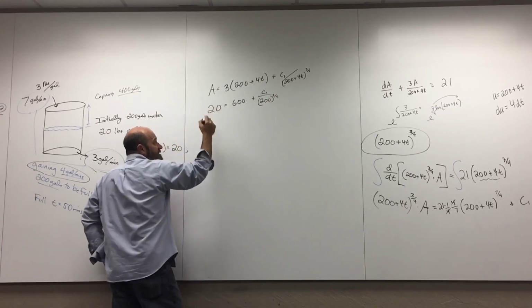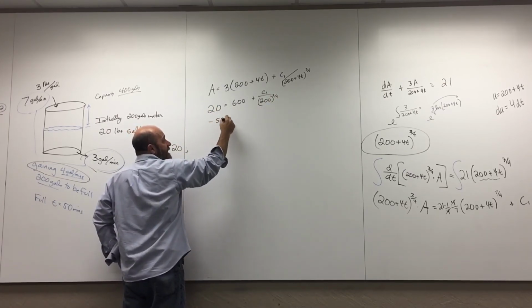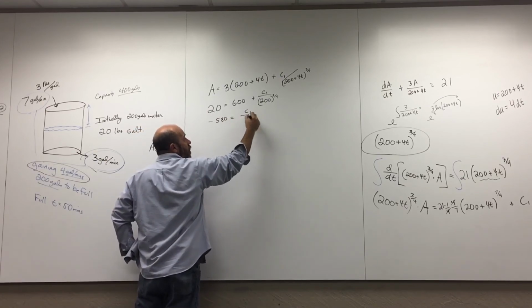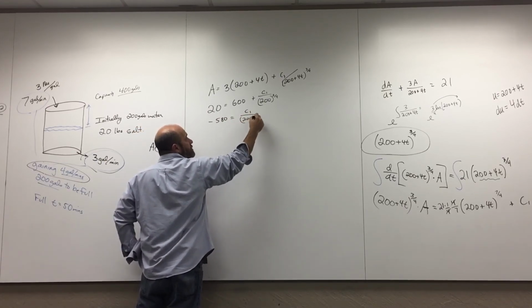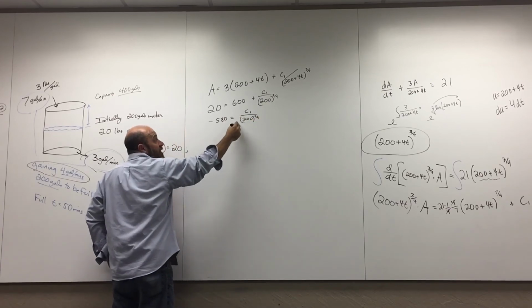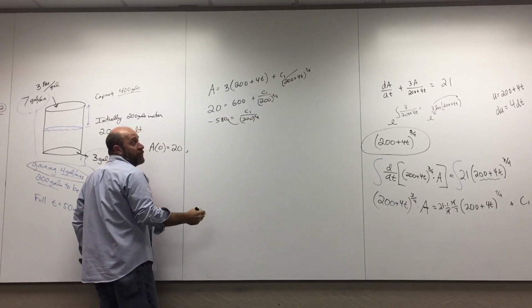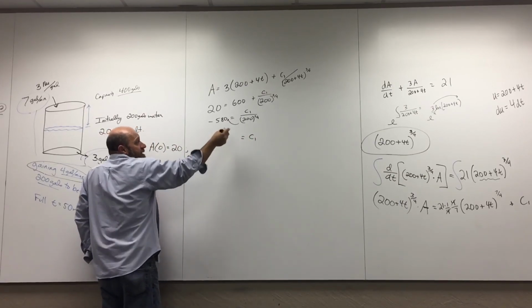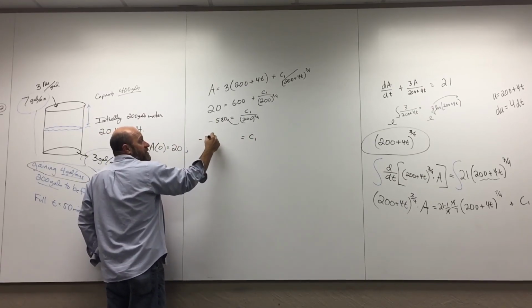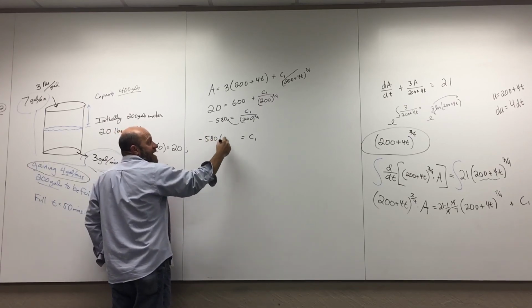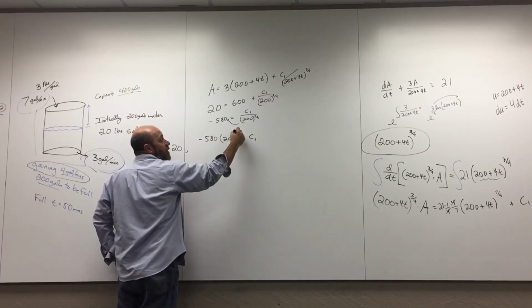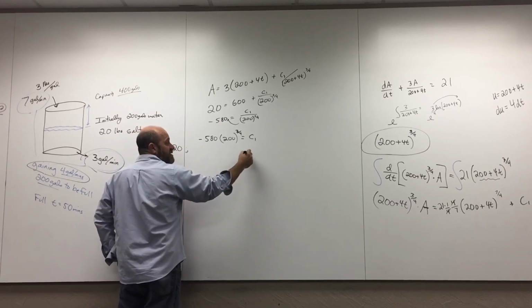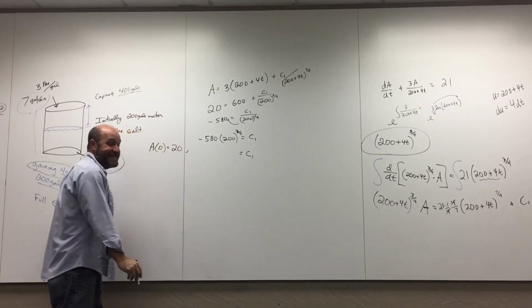So I'm going to subtract the 600. It's negative 580. It equals C1 over 200 to the 3/4. To get C1, you have to multiply by that 200 to the 3/4. And so C1 is, I would like that decimalized, but here it is undecimalized: negative 580 times 200 to the 3/4. If you can decimalize it for me, I'd appreciate it.